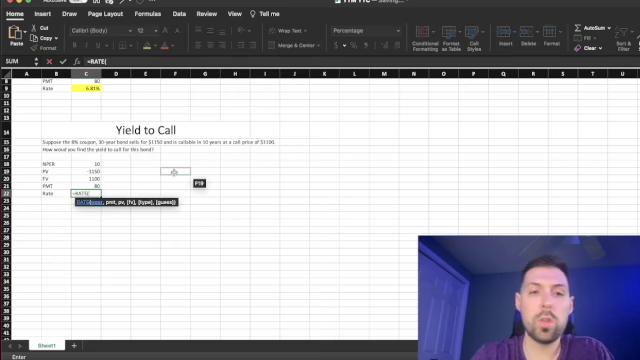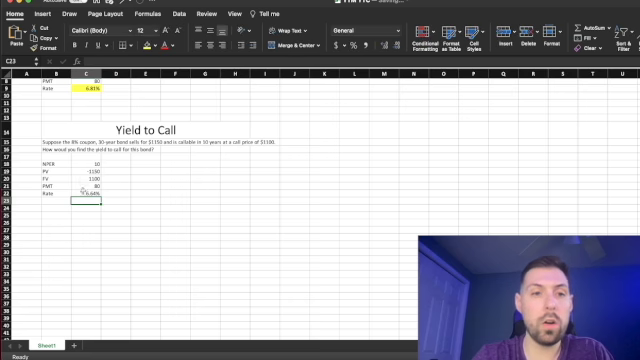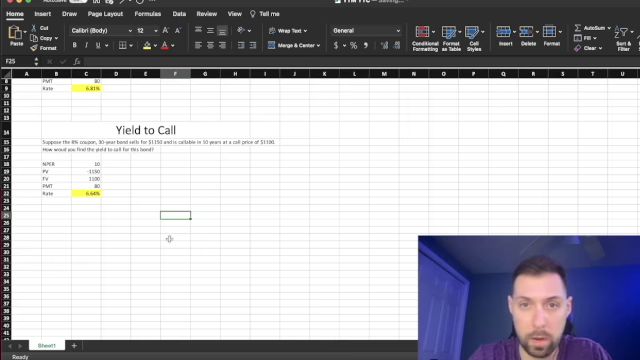So the number of periods, which is 10, the payment, which is 80, the present value of negative 1150, and the future value, which is 1100. And from there, we're able to see that our yield to call rate is 6.64%.